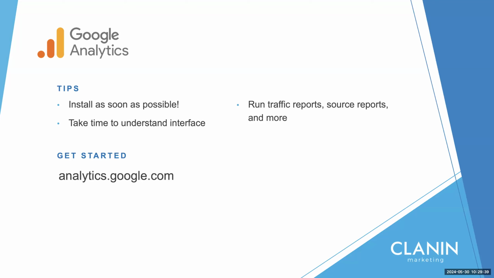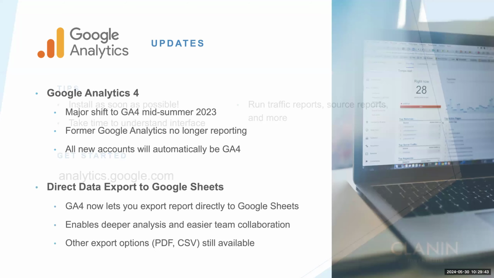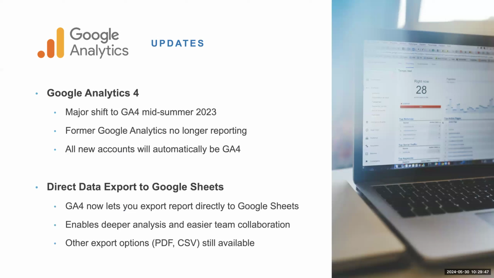To get started, you're going to go to analytics.google.com. Couple of quick updates. Again, I don't have a whole lot for you today, but I thought it'd still be good to mention because it is a great platform, and they did make a major shift just last year. So they shifted from Google Analytics, it was called Universal Analytics, UA, and they shifted over to Google Analytics 4.